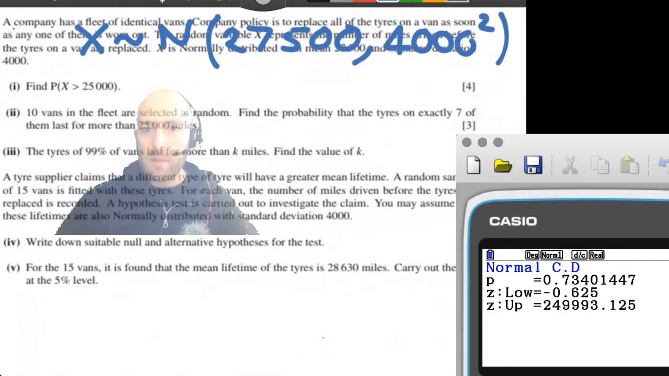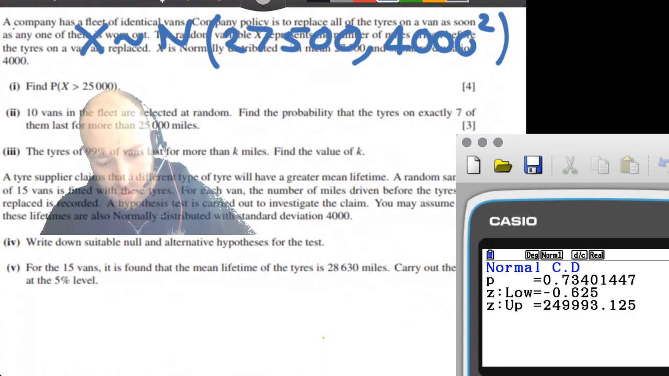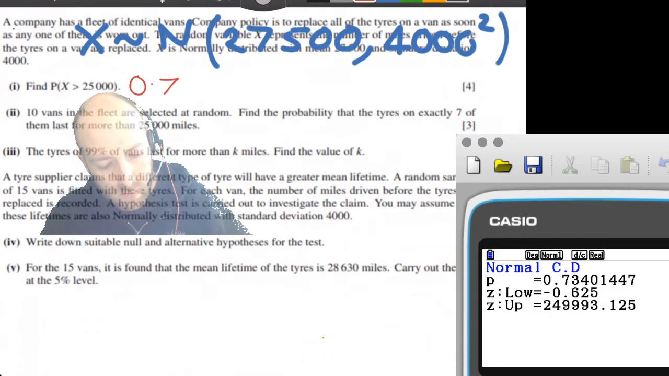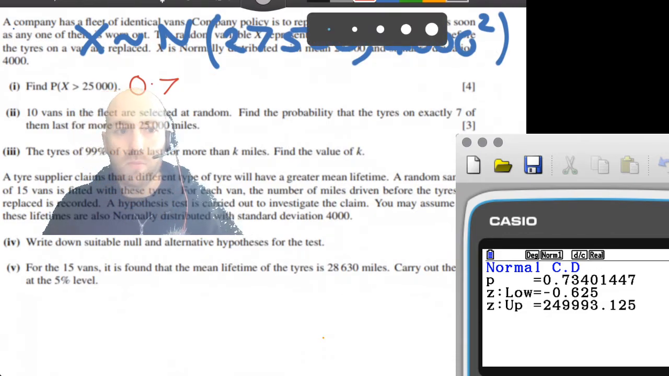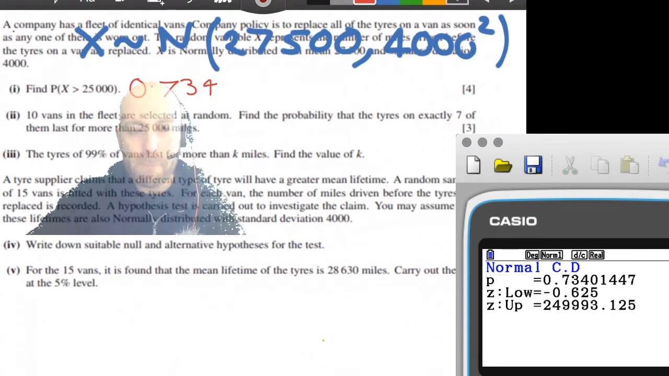If you solve that, you get 0.747340. Cool. Everyone right with that so far?